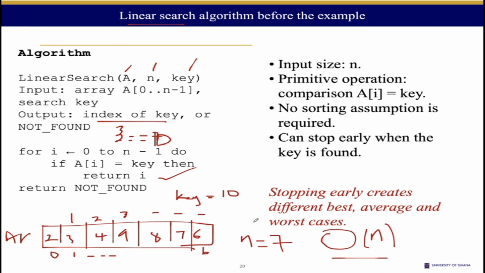So when we say worst case, that's what we always have to be thinking of. The input size is there, the basic operation is what we are doing here, comparing, no sorting is needed here, and we can stop early when the key is found. So once the key is found, we stop. If the key is not found, we keep moving through the list till we get to the end. And because the key is not in there, we have to go to the last element.